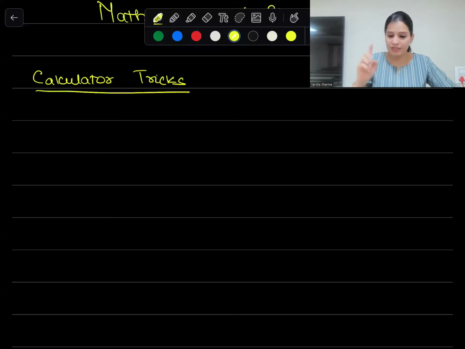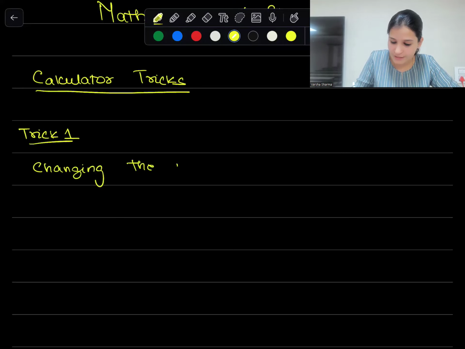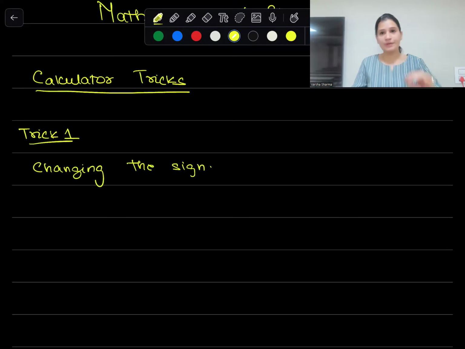Okay, let's start. The first trick, trick one, is very simple. That is changing the sign. Sometimes while doing calculations in the calculator, we get a negative answer, and I don't want the minus sign carrying forward in my calculations. I want to remove the negative sign. For example, I've got minus 11 and now I want to press the root sign. I cannot press the root sign unless I remove my negative sign.